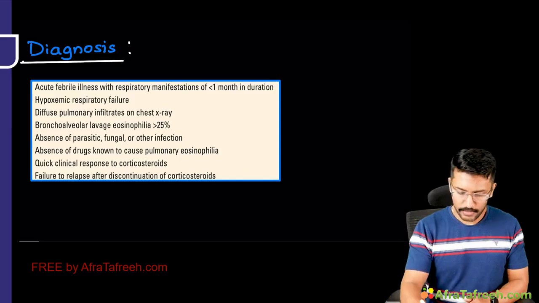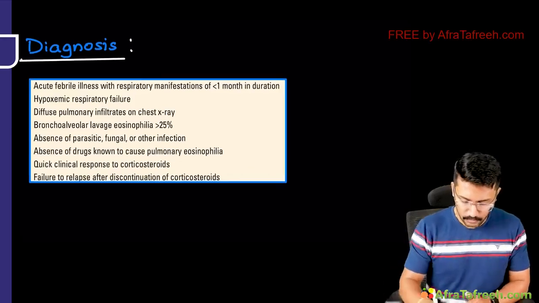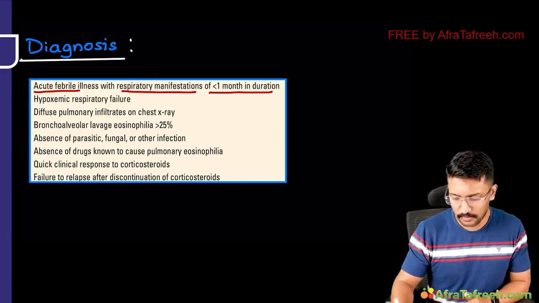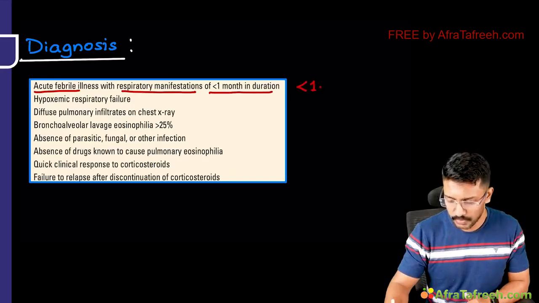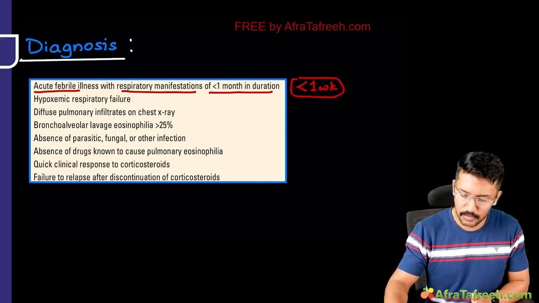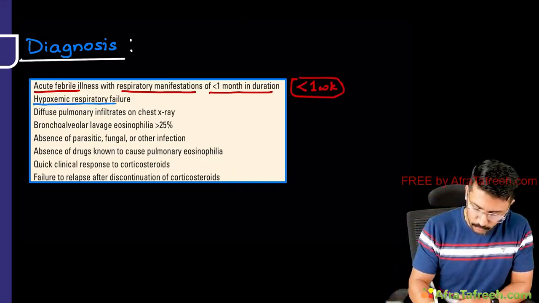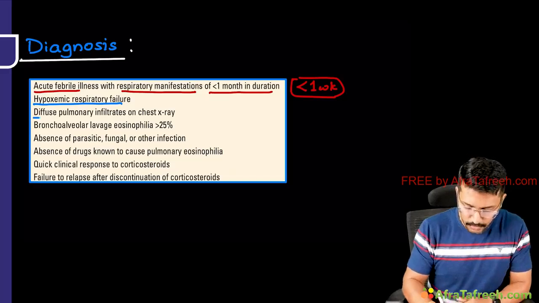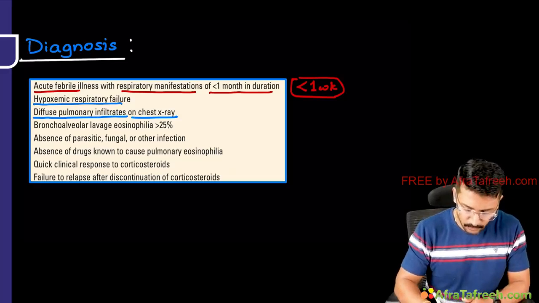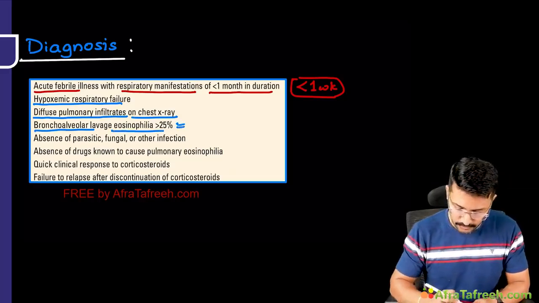Okay. Now, how do we diagnose this patient? The diagnostic criteria are very simple. Now, you already have an idea. Patient presenting with acute febrile illness with respiratory manifestation of less than 1 month duration. As I've already told you, most patients will present within 1 week of the onset of symptoms itself, because by that time, the respiratory failure progresses quite rapidly. They have hypoxemic or type 1 respiratory failure. There will be diffuse pulmonary infiltrates on the chest X-ray, resembling very much like ARDS. And when BAL is done, eosinophil count is more than 25%.